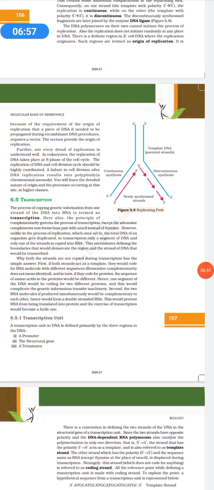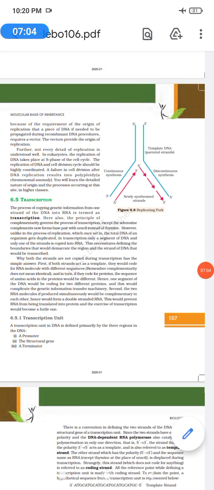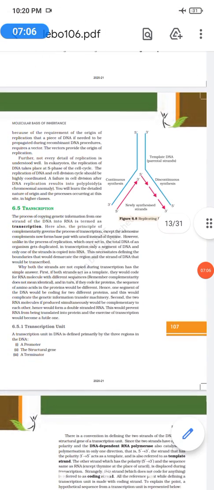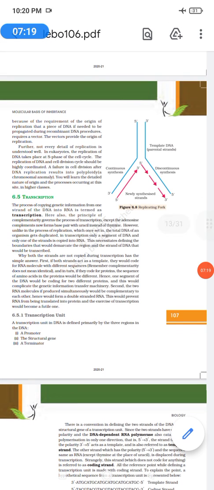Further, we can say that in eukaryotes the replication of DNA takes place in the S phase of the cell cycle, and the replication of DNA and cell division should be highly coordinated. The failure in cell division after DNA replication leads to polyploidy, which is a chromosomal anomaly. So this is all about how replication takes place. Thank you.